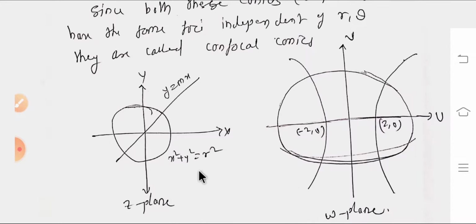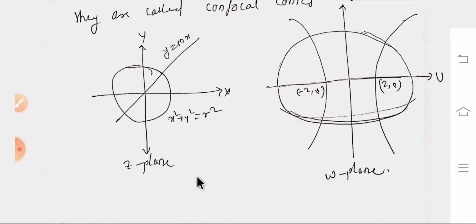That is, in the z plane, we have the straight line y equal to mx and x square plus y square equal to r square. Then in the w plane we get the equation of an ellipse and the equation of a hyperbola with foci minus 2 comma 0 and 2 comma 0. Hence the solution, and here ends conformal transformations.